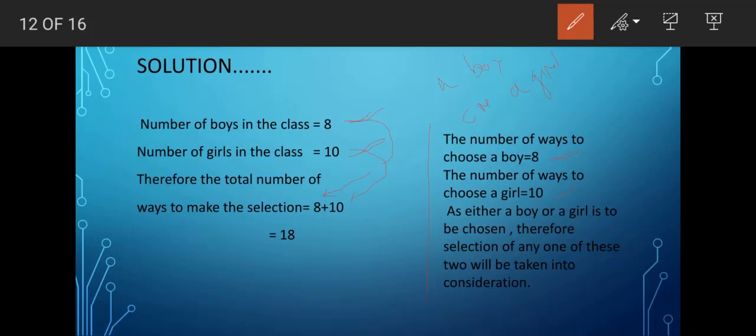I mean a boy and a girl, meaning there are 8 boys and 10 girls. So in total how many persons are there? In total 18 persons are there. Therefore any one of these 18 options we can choose. So in total, 18 options are there for choosing either a boy or a girl.